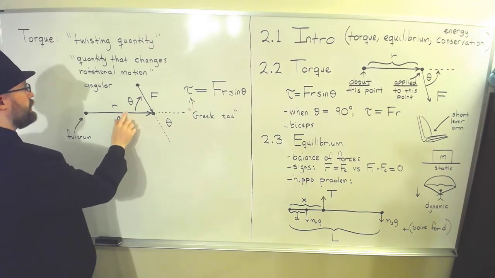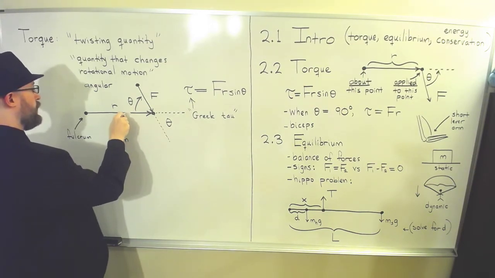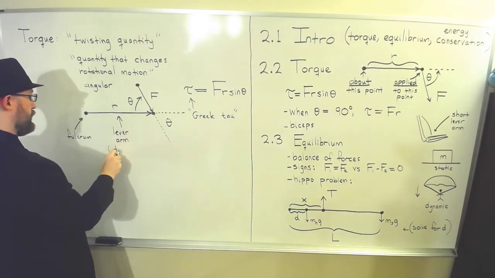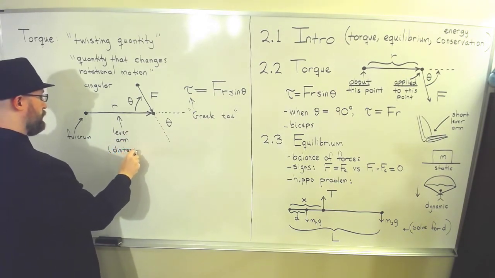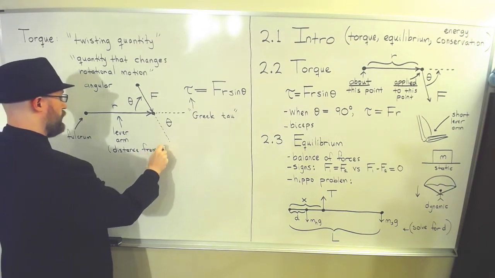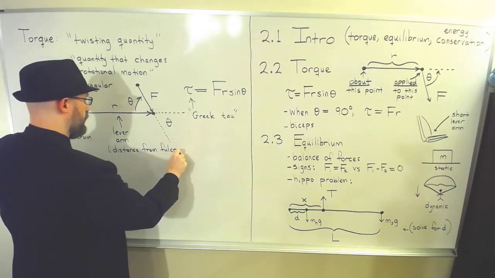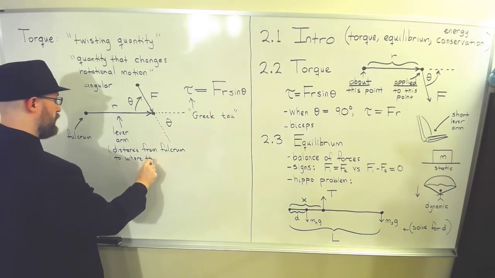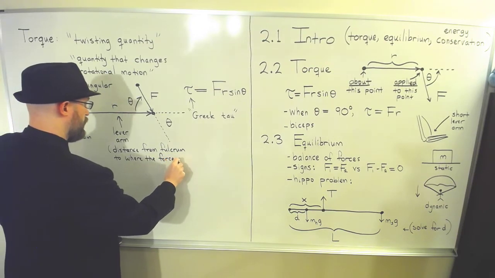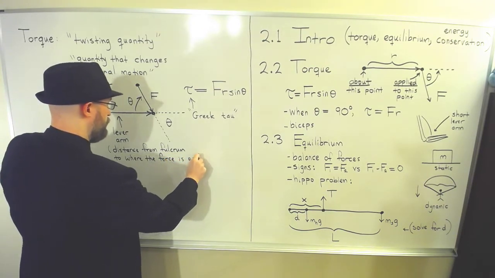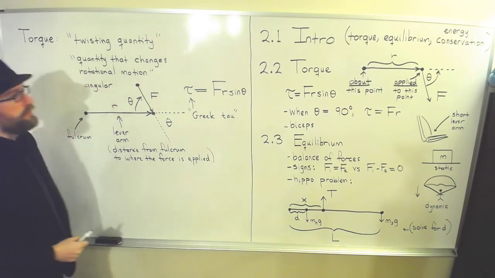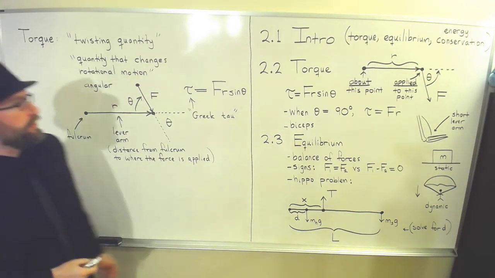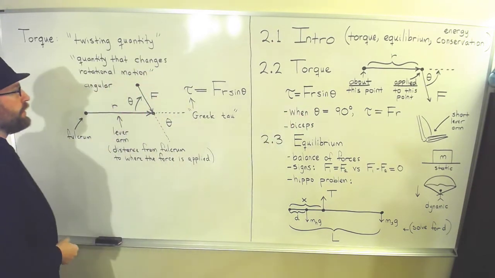So what the R is, it's the lever arm, and the lever arm by definition is the distance from the fulcrum to where the force is applied. So that goes into a little bit more detail about what this diagram looks like.